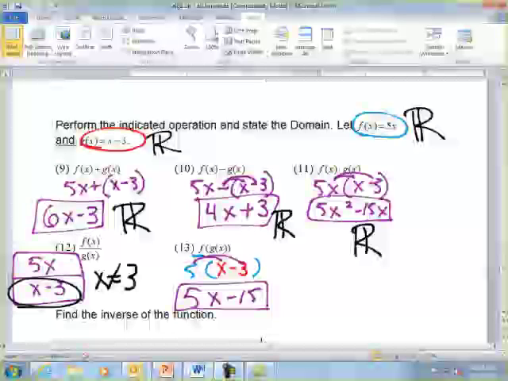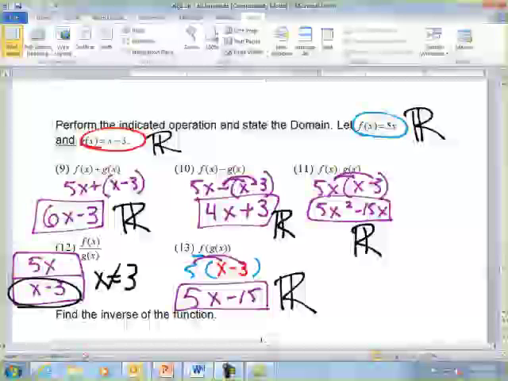In composition, we care only about the domain of the original inside, which was g, had no problems, and the answer. We don't care about the original outside. Does the answer in 13 have any domain problems? No.